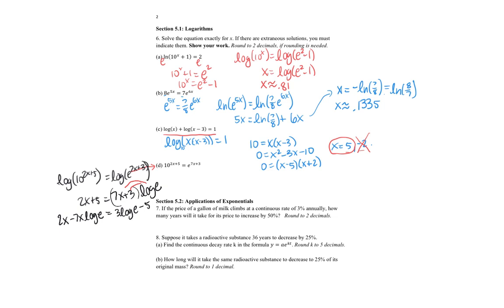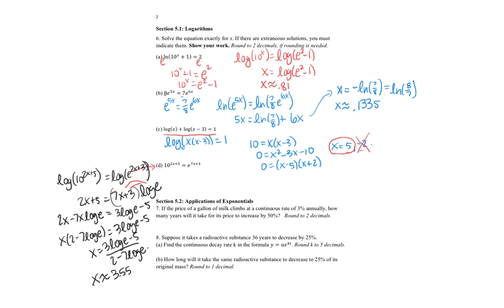And then I can factor out an x, or sorry, 2 minus 7 log e. So I get x equals 3 log e minus 5 over 2 minus 7 log e. And then if you get a decimal approximation for that, if you type that all into your calculator, you should get 3.55.